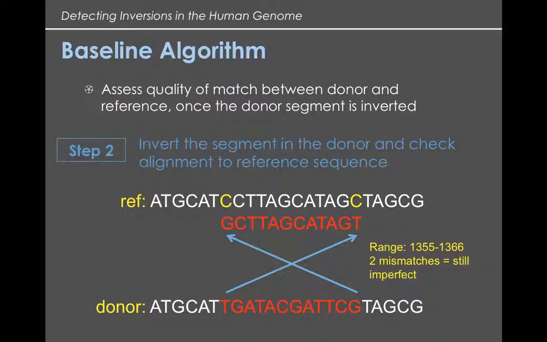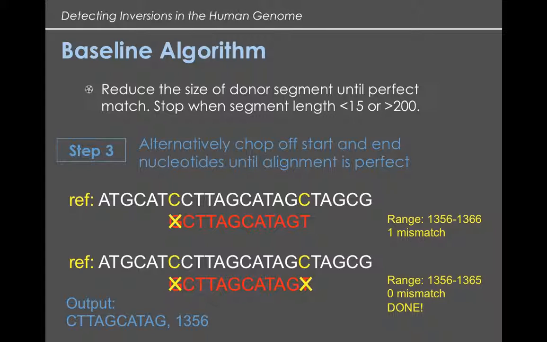After obtaining each boundary for the potential site of the inversion, I invert the sequence to count how many mismatches there are. And one by one, I will alternately remove the start and end nucleotides until the alignment is perfect. If the segment is cut down to a length less than 15, I break out of the loop. Or if the length exceeds 200, I also break out of the loop. And so those segments will not be added to my list of inversions.